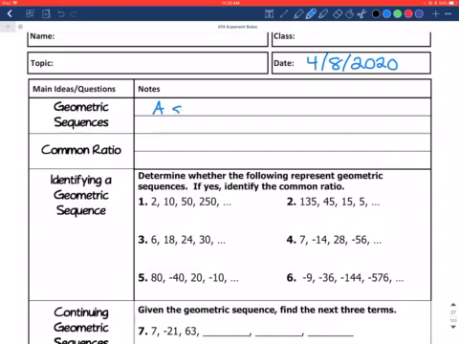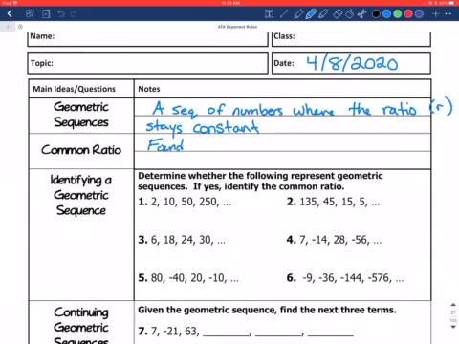So this is a sequence of numbers where the ratio stays constant. All right, and that ratio we're going to call R. So that common ratio, what we're doing is finding it by dividing each term by its previous term.